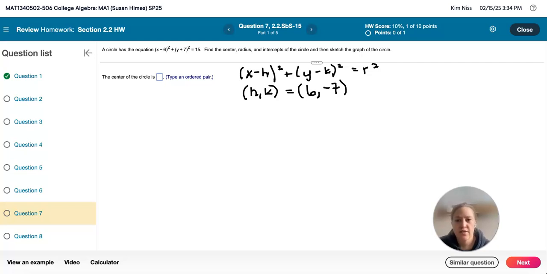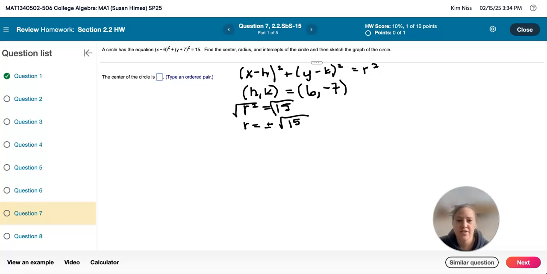So the radius: r squared is equal to 15, just based on the equation. So the radius is the square root of that, right? So we just take the square root. And so the radius is essentially the square root of 15, which can't be reduced down any smaller. That's the simplest we can make that radical. So that's the radius. And the next step is to find the intercepts.